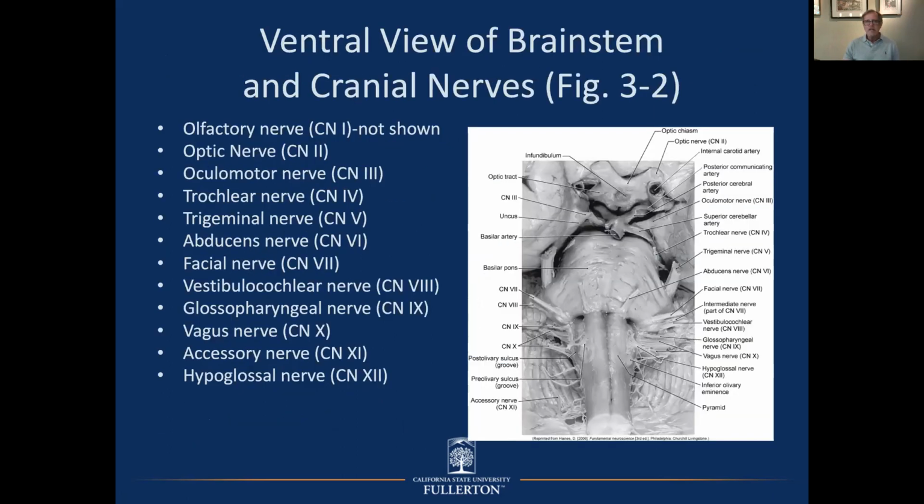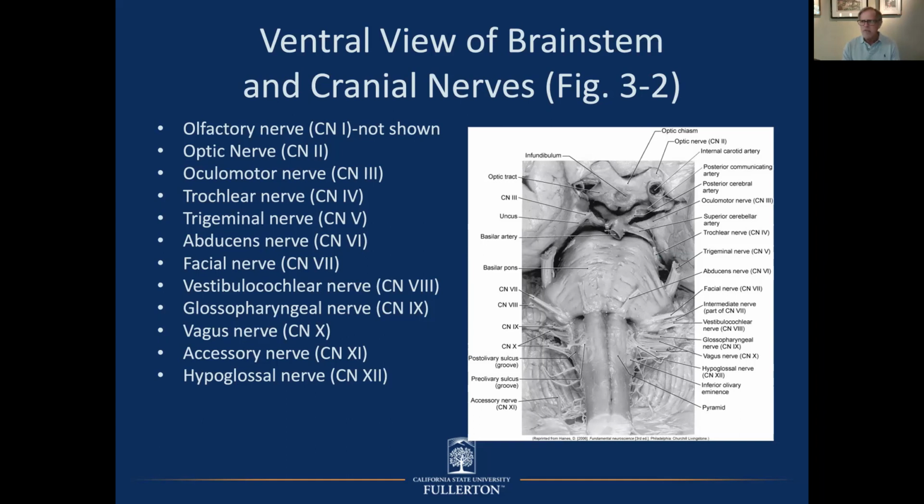All right, now this is a ventral view of the brainstem, showing the cranial nerves. And it does show all the cranial nerves except for the number 1, which is the olfactory nerve, the one we do our smelling with. I'll go through and point them out, but they're well labeled, so you probably spent a little time with this.